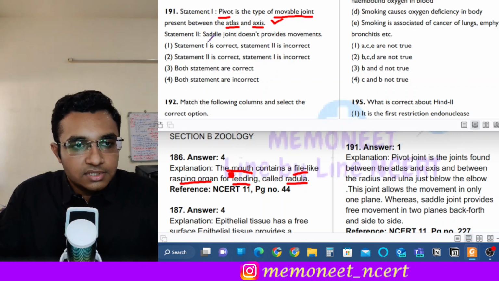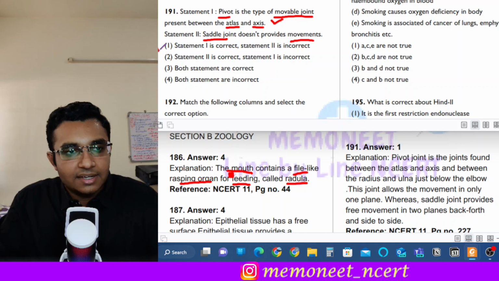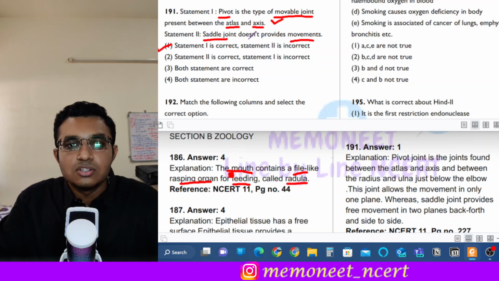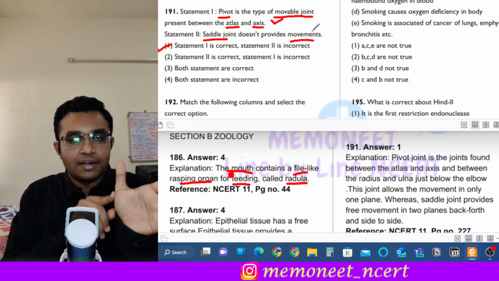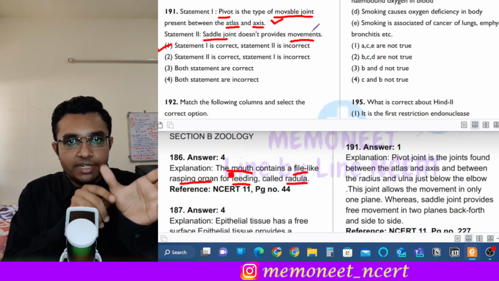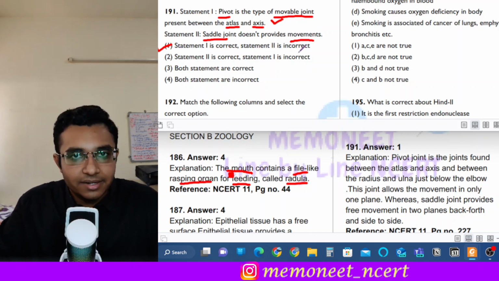The statement 2 is saddle joint doesn't provide movement. So this is an incorrect statement because saddle joint provides movement. The saddle joint is found between the thumb and the bones of the carpal. So as we know that it can provide the movement, this is an incorrect statement. So the correct option is option 1, statement 1 is correct and statement 2 is incorrect.